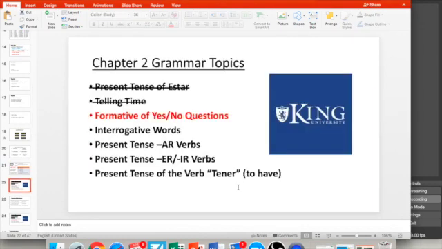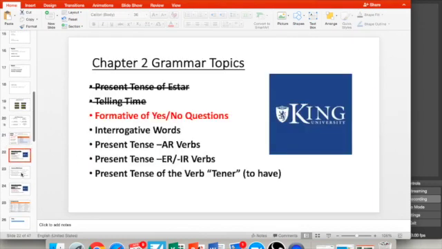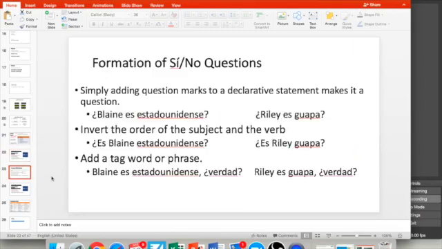Okay, so as we look at the formation of yes or no questions, we're going to start with a basic statement, and there are 3 ways that you can turn this statement into a question. So take a basic sentence. Blaine es estadounidense. Blaine is from the United States, right? He's from the U.S. And take that exact statement, Blaine is from the U.S., and throw some question marks around it. Blaine es estadounidense? And it turns that declaration, that statement that Blaine is from the United States, into a question. So we've created a question just by throwing some question marks around each side.